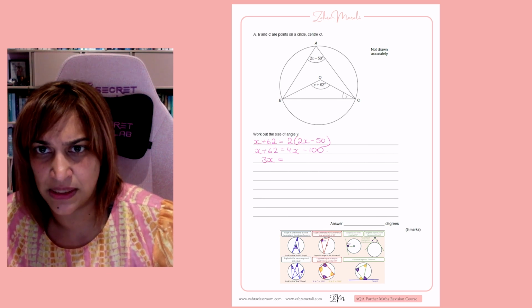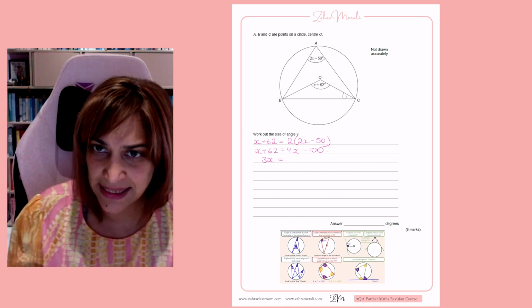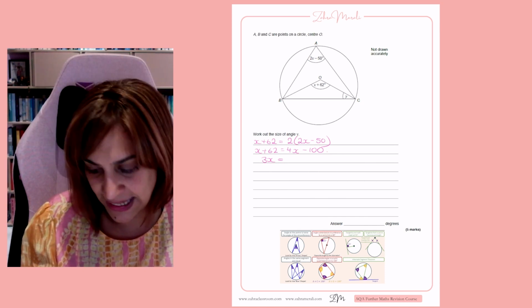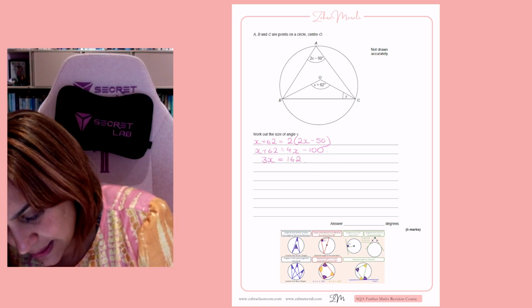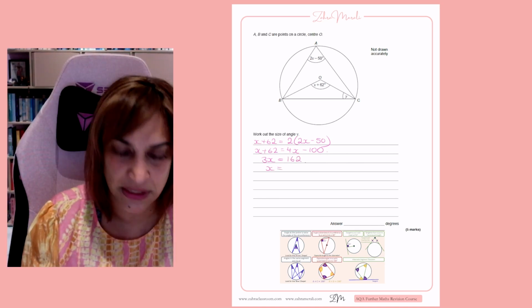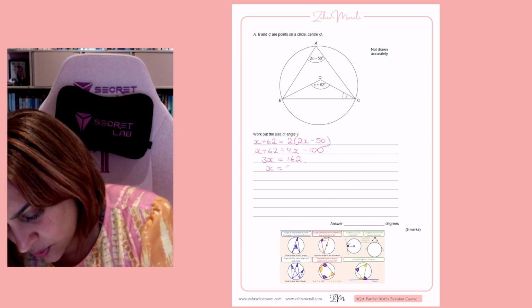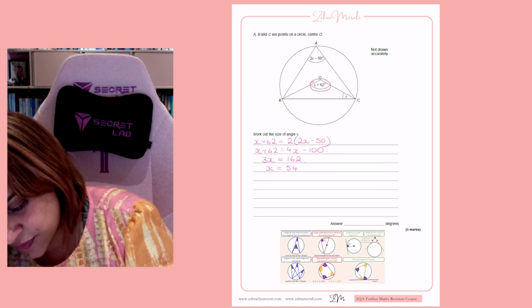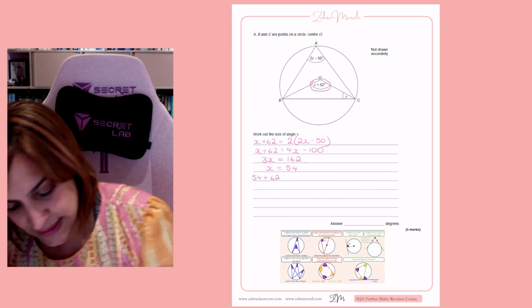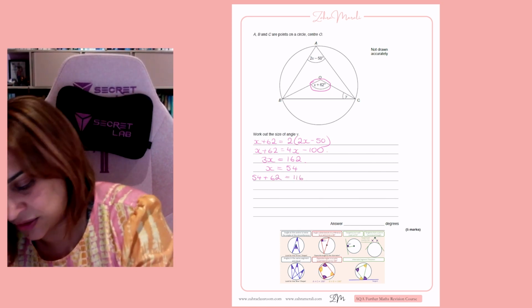So we get 4x minus x to give us 3x, and then we're going to have 162, and x is going to be 162 divided by 3 to give us 54. So that means we can now work out this angle at the center. 54 plus 62, which gives us 116, is that angle over there.